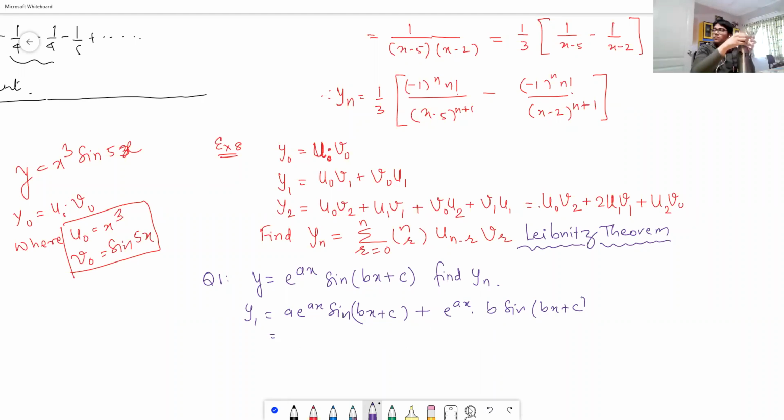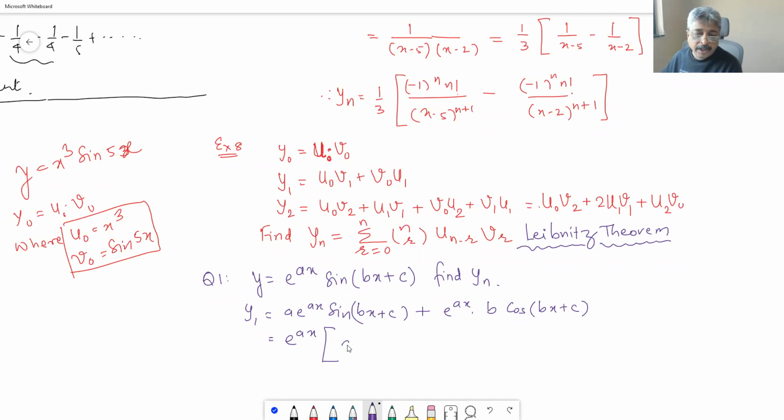Sorry, derivative is cos bx plus c, right? So e raised to ax goes out as a common factor, a times sin bx plus c plus b times cos bx plus c. That is where we are supposed to restore the form.